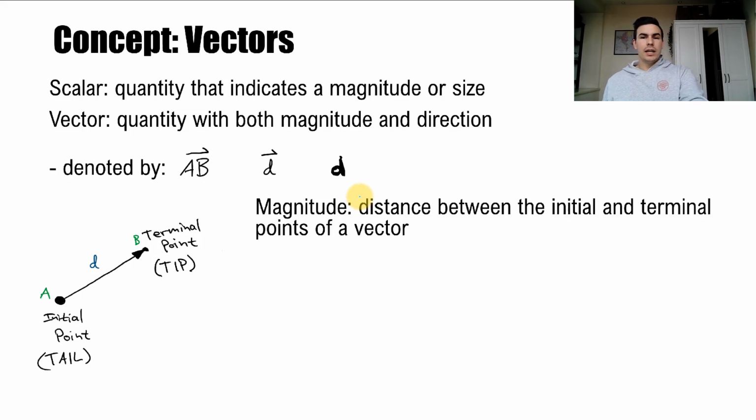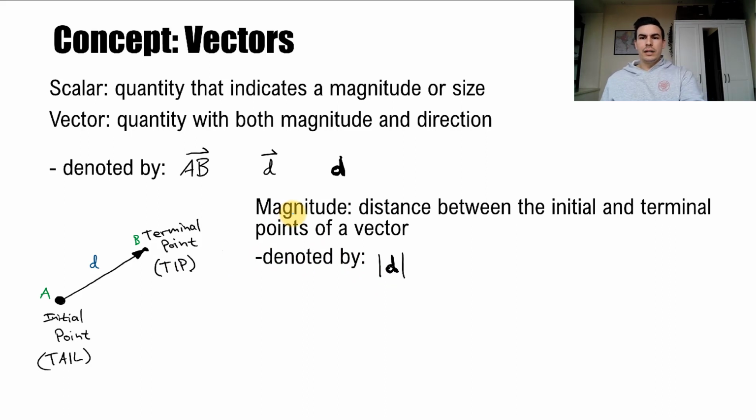Okay, let's also have a look at the definition for magnitude. Okay, magnitude for our vectors is the distance between the initial and terminal points of that vector. So the distance between A and B here, that would be our magnitude for the vector. And that's going to be denoted by what looks like the absolute value of D, but with vectors, that's denoting our magnitude, okay?